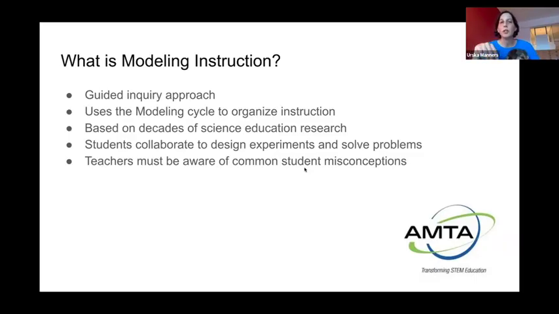So the activity that we saw would probably be towards the beginning of the modeling cycle, but it's a whole series of activities that are carefully planned by the teacher to get students to develop a model and then to refine it and to deploy the model. It is very collaborative. Students are constantly working together to design experiments, to solve problems, to present to each other, to find the holes in other people's arguments, and to work together to come up with an understanding of the ideas. And one of the important things about this as well is that teachers must be aware of common student misconceptions.